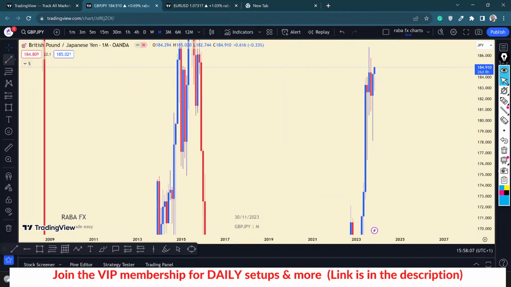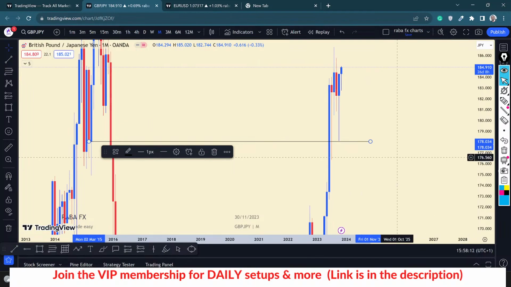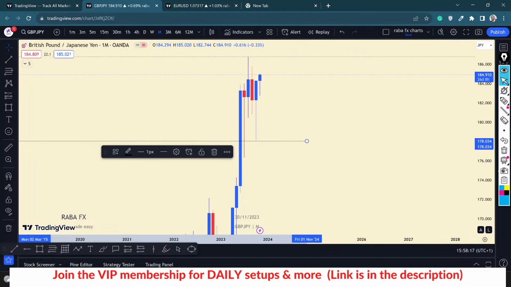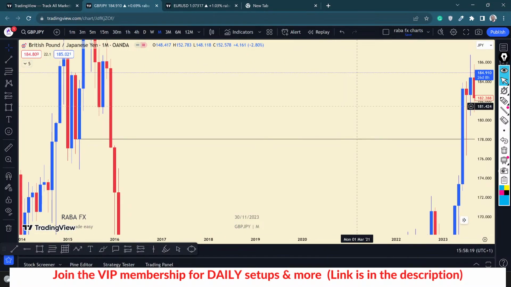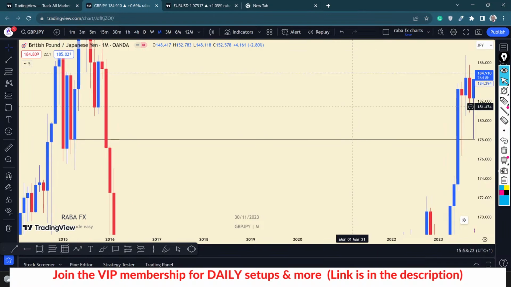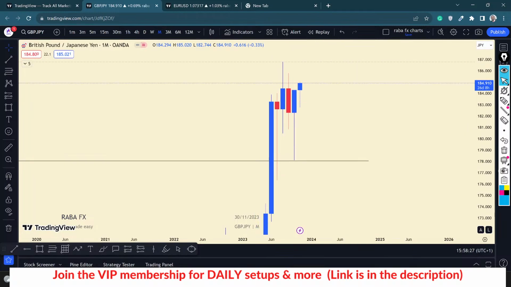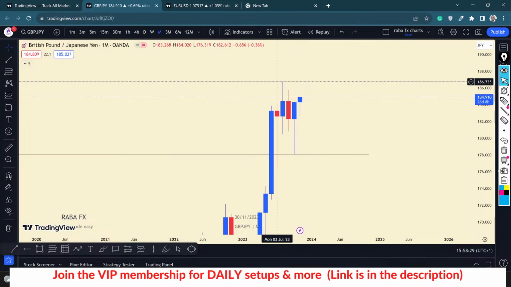So let me put a line here. We did have the second touch. Now, this market is heading north. So what we simply target is this liquidity. From the smart money concept, this is simply a weak high, a failure to break structure. So we should be targeting that.